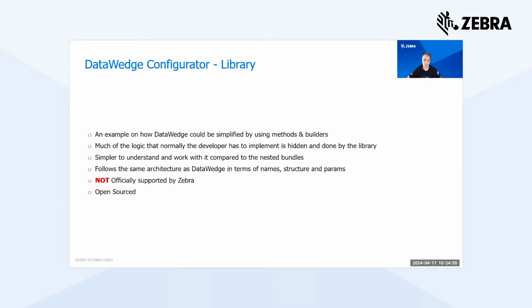So instead of working with bundles, you will work with methods and builders. If you're aware of how builders work in Java, for instance, we were used to using builders a lot. It's going to work in a similar way. It's going to follow the same architecture as DataWedge in terms of names, structure, and parameters. So it's not going to be a completely different thing compared to how DataWedge actually works right now with the intent APIs.